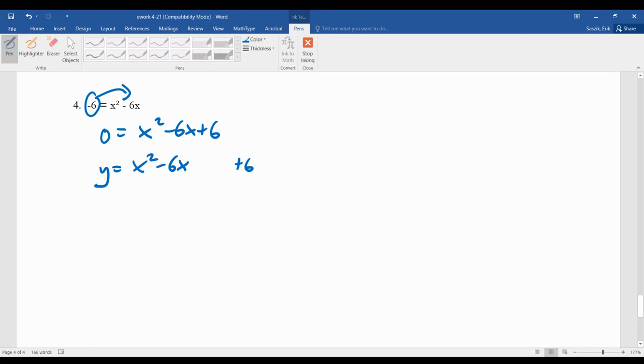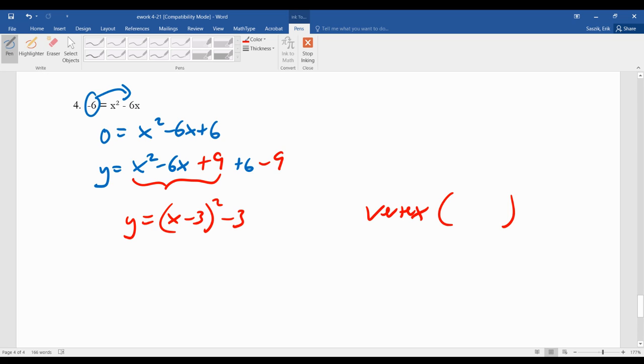Leave a space. Cut this in half to -3. Square it. Balance. And we get x minus 3 squared minus 3. So my vertex is 3, -3. A lot of times you're going to be asked for that, so that's why I'm adding that into this worksheet, even though the instructions just said to convert to standard form.